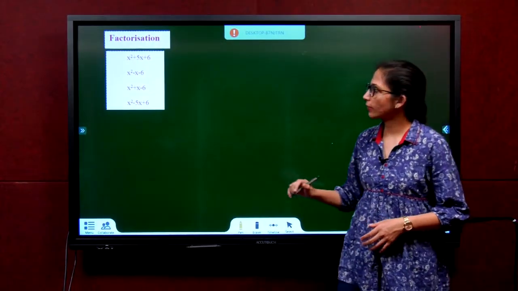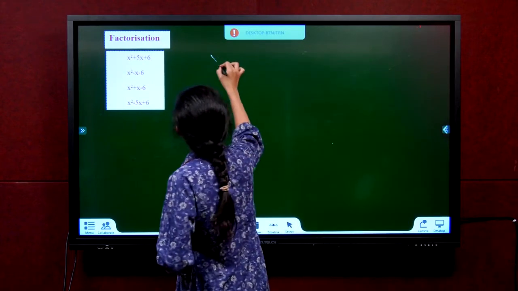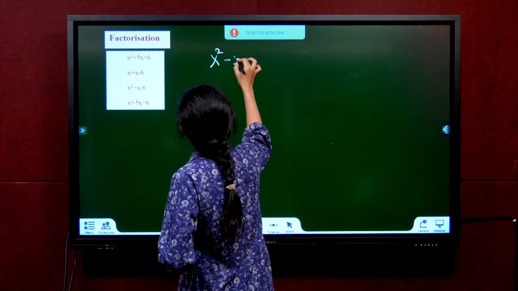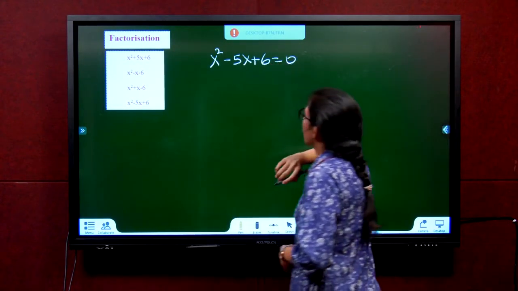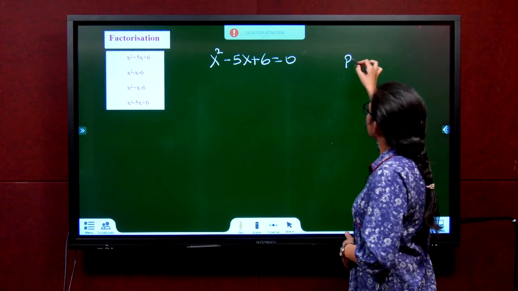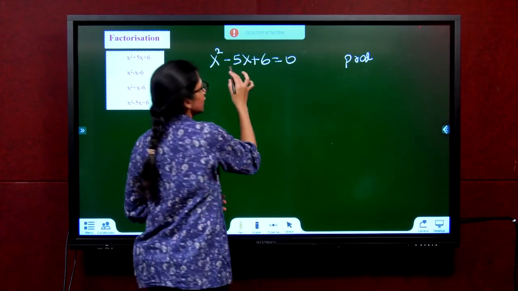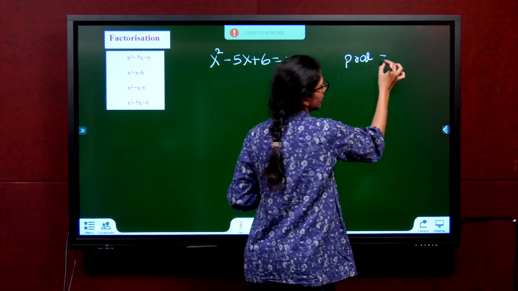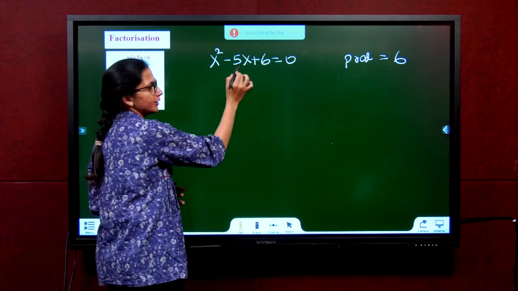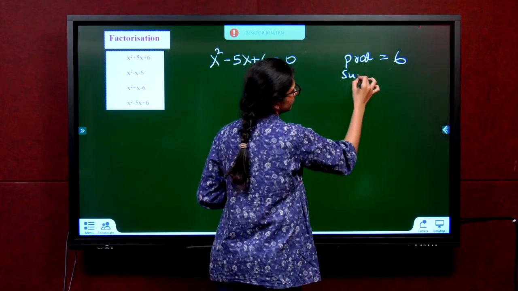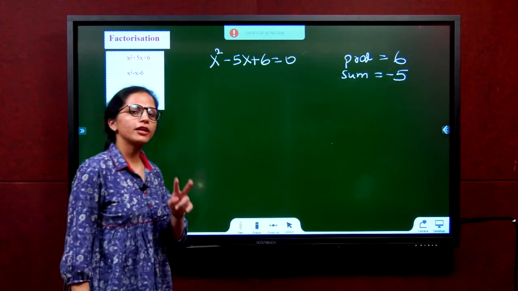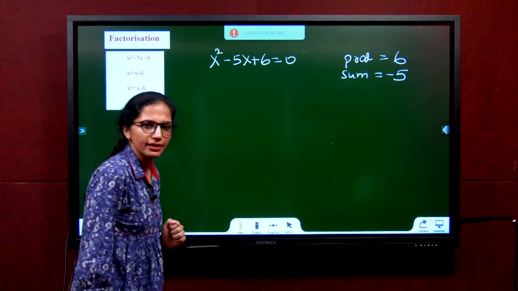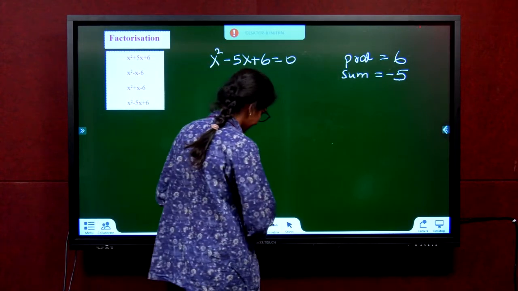We'll try the last equation now. x² minus 5x plus 6 is 0. So the product, first term and last term multiplication, 1 into 6, 6. Middle term has to be the sum, minus 5. You have to find 2 numbers whose sum is minus 5 but product is 6.